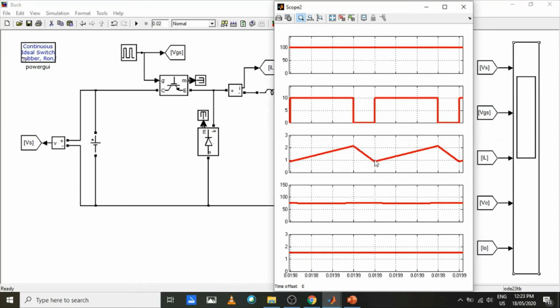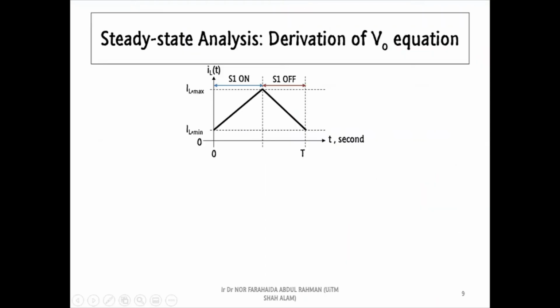Next, I will explain why the inductor current has this kind of wave shape. This figure shows a complete cycle of the inductor current waveform. The period, turn on time, and turn off time can be written as follows.